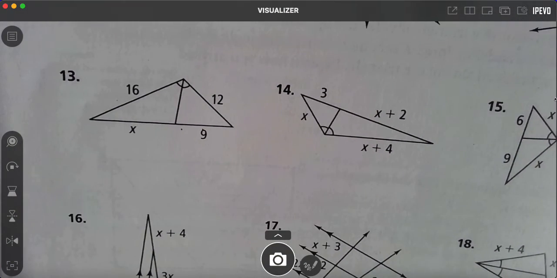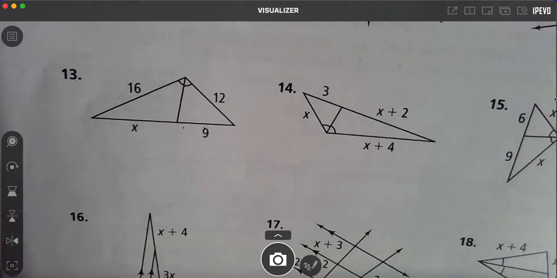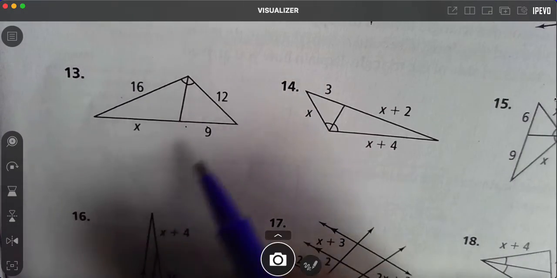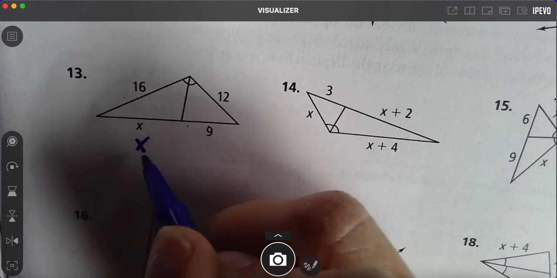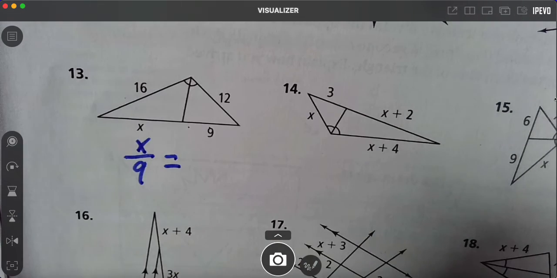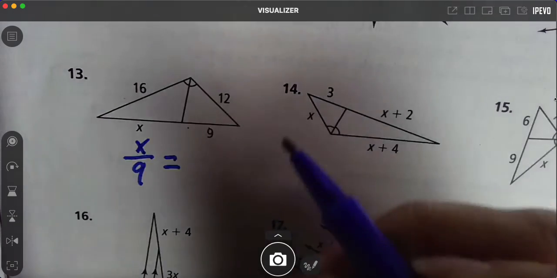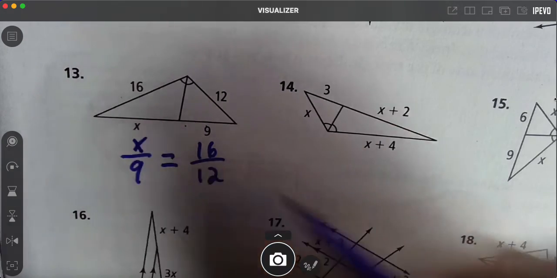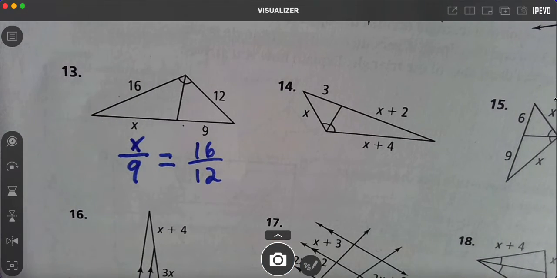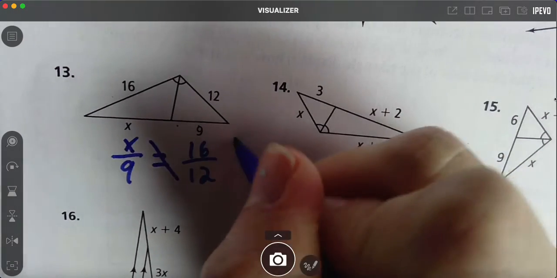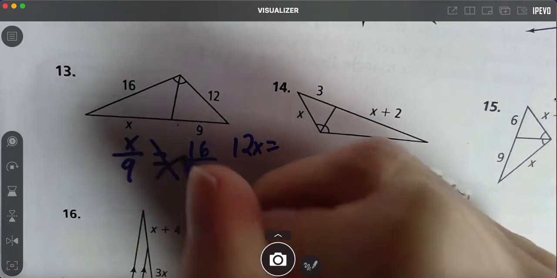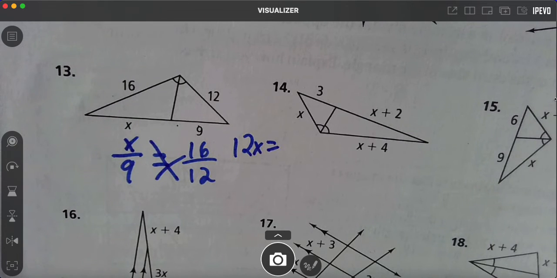Number 13, if I put x over 9, all right, I'm just going to look at my 2 little triangles. If I put my x over my 9, what would come next? 16 over 12. Is it kind of common sense by now on setting these up? We should be getting used to it. So I would get what? 12x equals, what's 9 times 16?